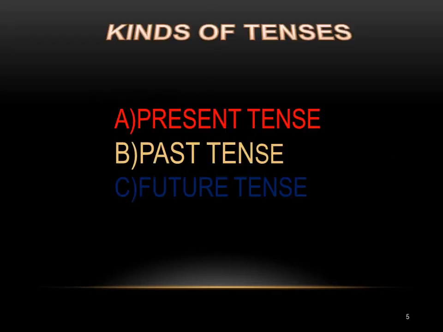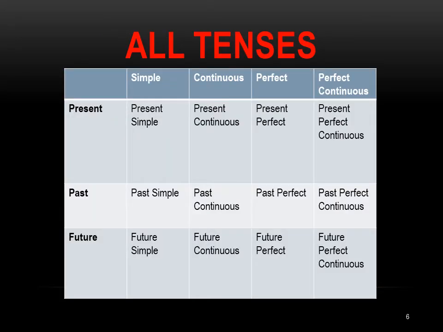Yes, very good. There are three main kinds of tenses. A. Present tense. B. Past tense. C. Future tense. I again repeat it. Please listen carefully. Present tense, then past tense, and then future tense. Total tenses are 12. Here I mention one important slide related to all tenses.